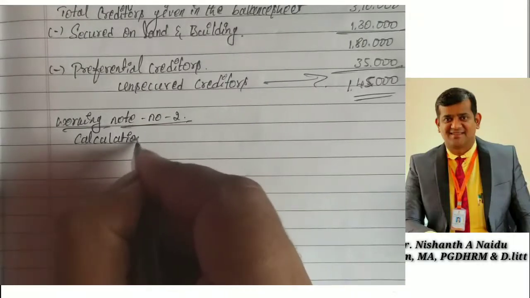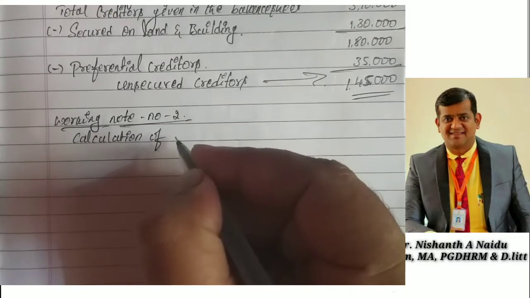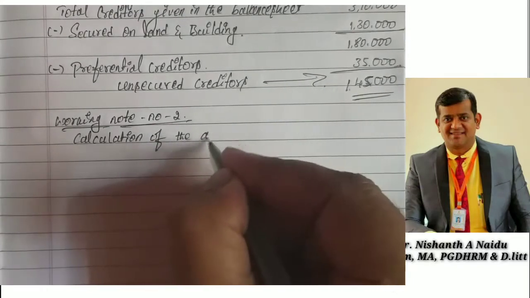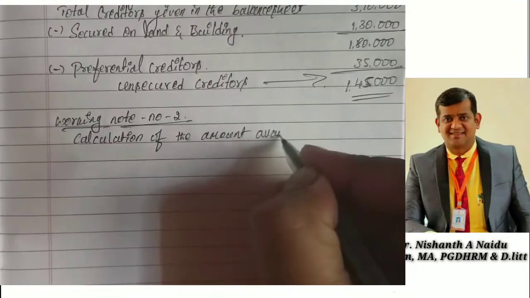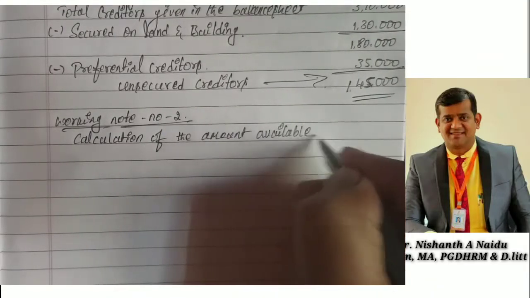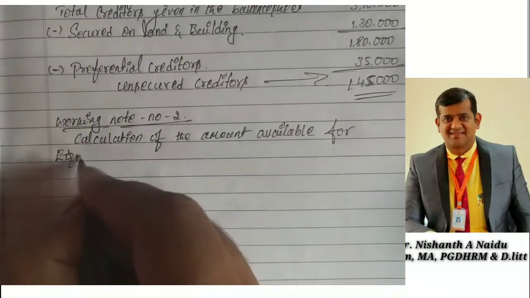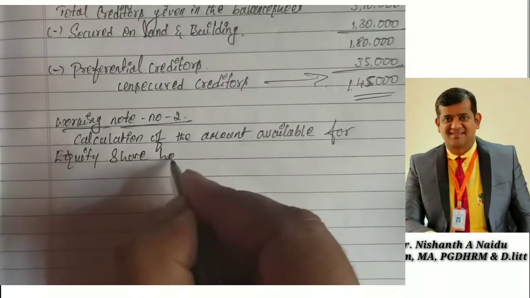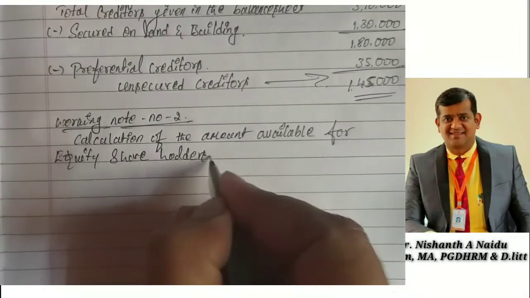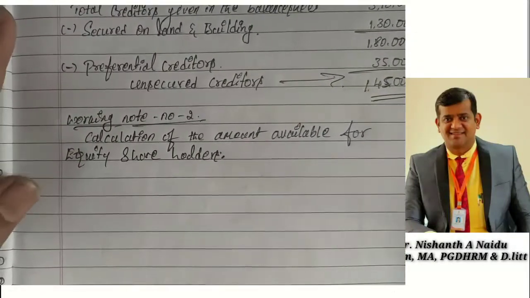Under this, write down the calculation of the amount available for equity shareholders. Calculation of amount available for equity shareholders.